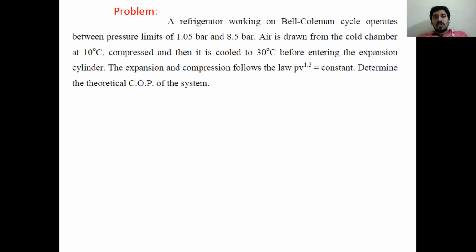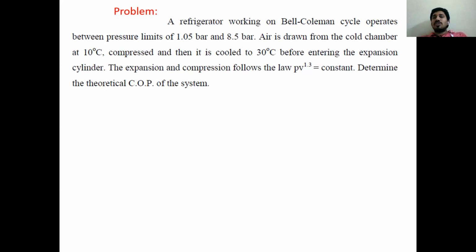It operates between pressure limits of 1.05 bar and 8.5 bar. There are two pressure limits because heat exchangers operate at constant pressure. So in the reversed Brayton cycle, we see only two pressure limits. Between two specified pressure limits, that cycle works. So the low pressure value is 1.05 and the high pressure value is 8.5 bar. The data is mentioned in that line.